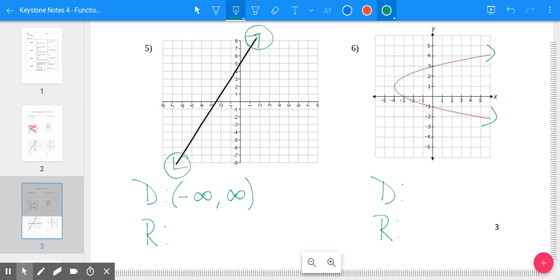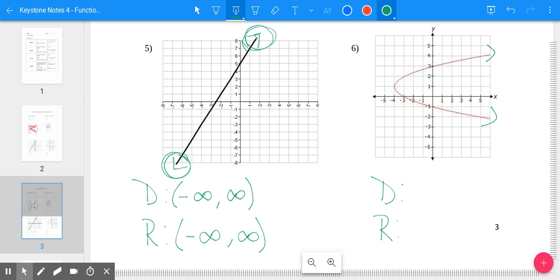Our range is actually going to be identical because the first thing that I see is the arrow on the bottom here, which means it's going down to negative infinity. And again, the last thing I see is the arrow up at the top, which is pointing upwards, so it's going to go to positive infinity.